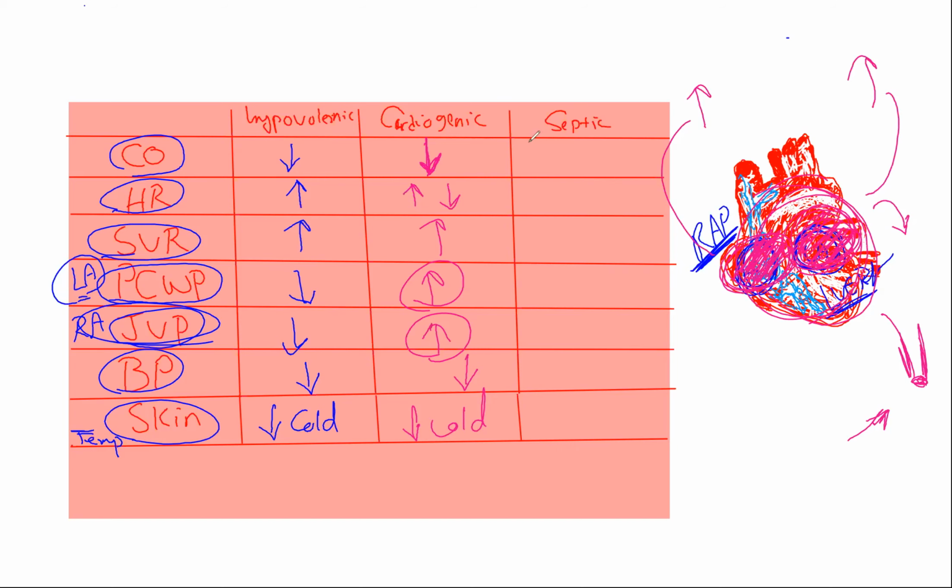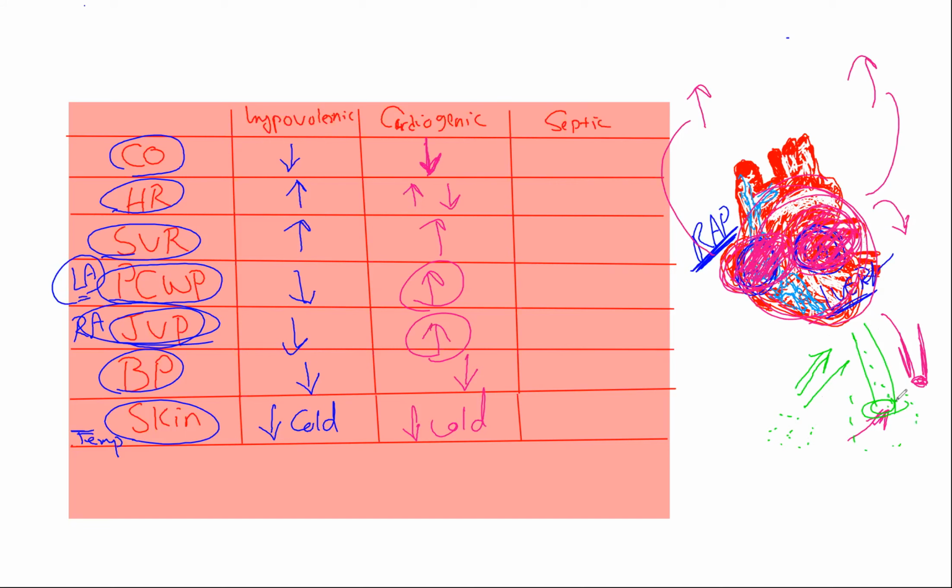Septic shock. The problem in septic shock is that we have infection. Okay, infection means what? Infection means that this infective or inflammatory process occurs, releasing chemokines and cytokines. These materials, chemokines and cytokines, cause vasodilatation and edema with pooling of blood.